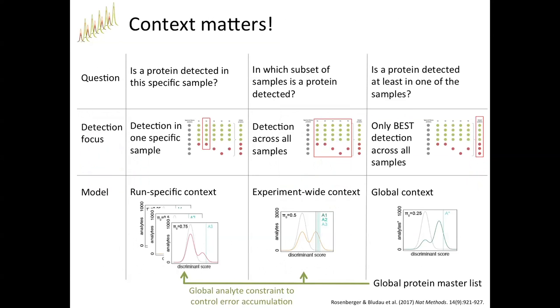And the way that we are using this in our lab now is that we run this global context model to generate this master list and then filter our data set that we either analyze with a run-specific or in the experiment-wide context.